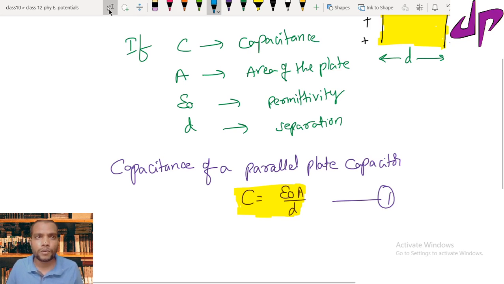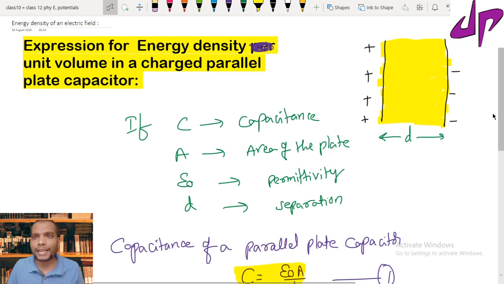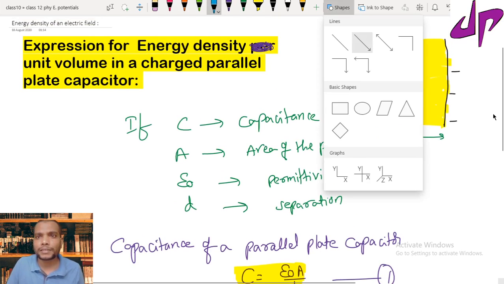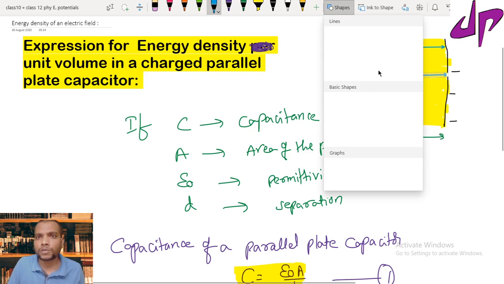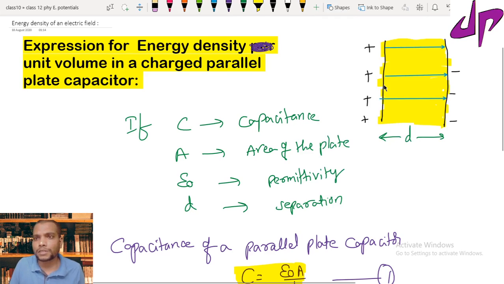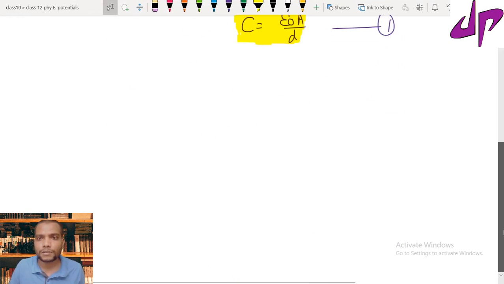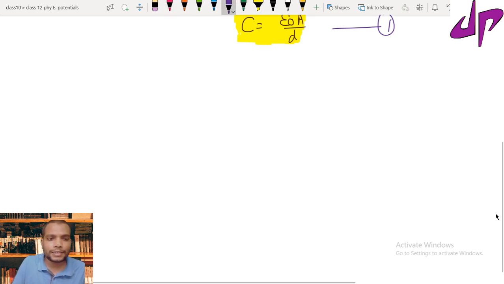Now if you remember, an electric field exists between the plates, with direction from the positive charge to the negative charge. So between the plates the electric field exists. What is the expression for the electric field between the plates? We can write electric field E equal to sigma upon epsilon naught. Here sigma is the surface charge density.